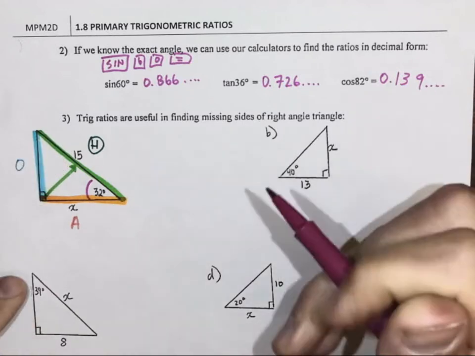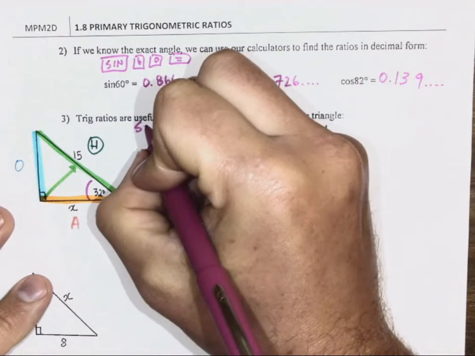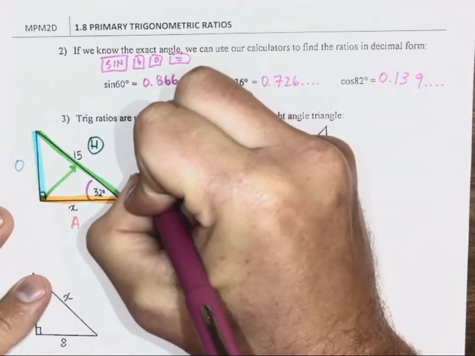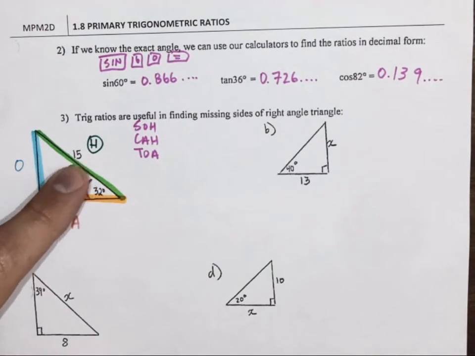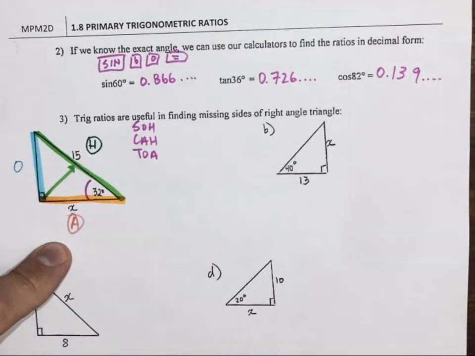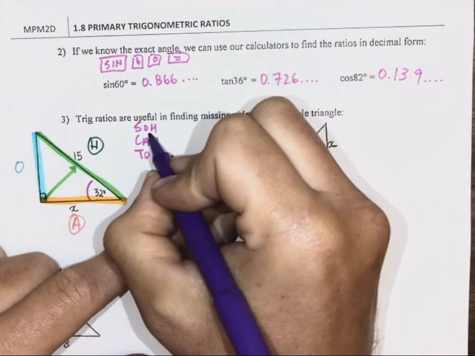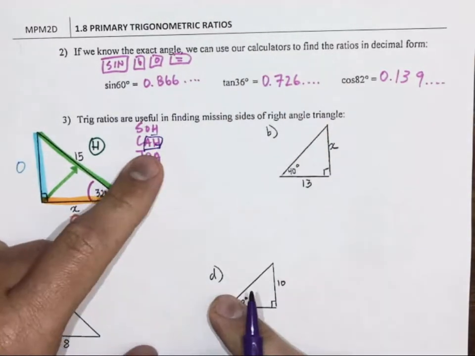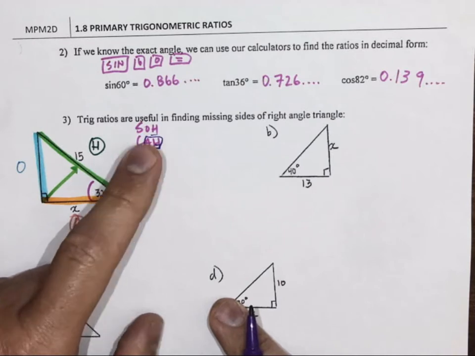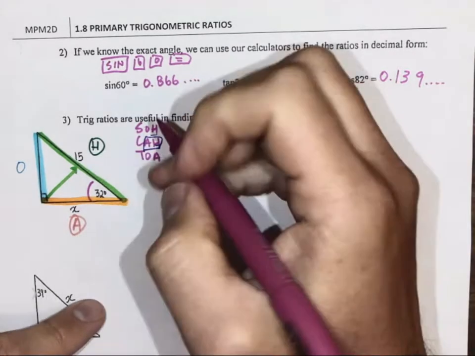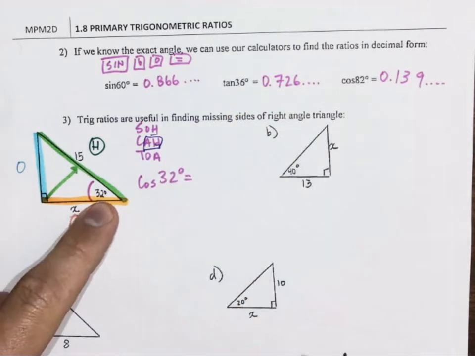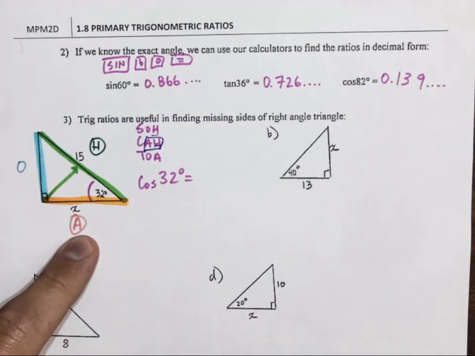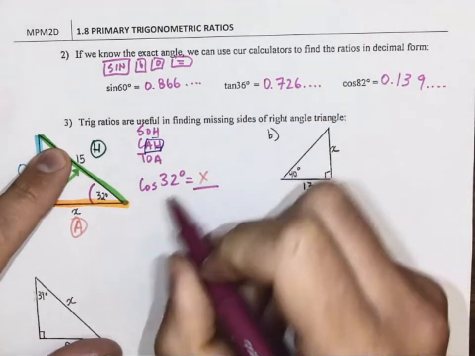So I think back to my primary trig ratios. SOHCAHTOA. And I look. I've got an H. I need to find an A. So I have an H. I need to find an A. Oh, so CAH, I'm going to use cosine. So I write cosine of the actual angle, 32 degrees, is going to be adjacent, which in this case is x, divided by hypotenuse, 15.